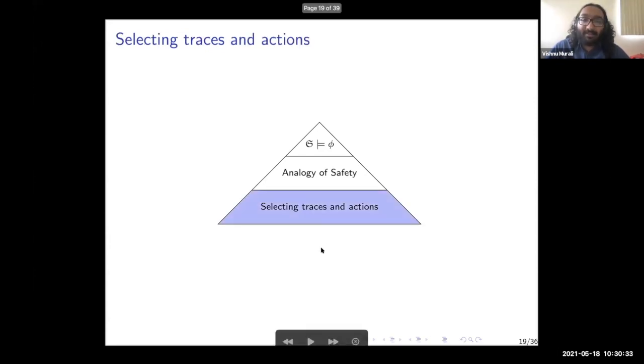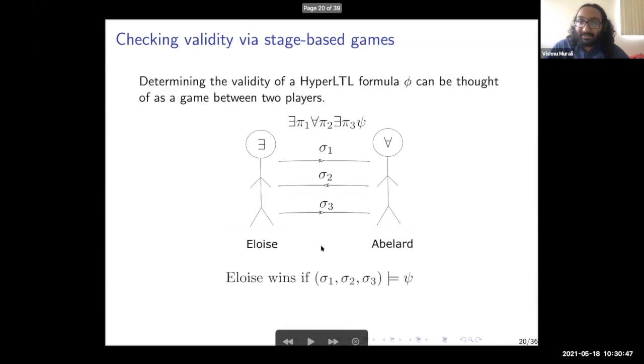So let's work our way up this pyramid by first showing that it is true that the selection of actions on our composed system do in fact correspond to the selection of traces. To do so, we think of two games. The first is a game of checking the validity of a hyper-LTL specification. And this is a game between two players, the existential player, Eloise, and the universal player, Abelard.